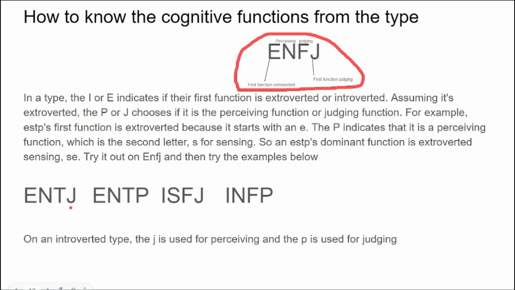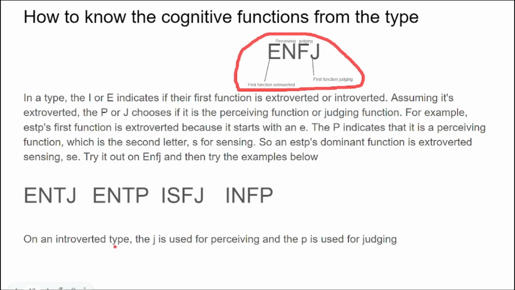ENTJ. So it's going to be TE for the dominant function, and then NI for the secondary function. Nice. ENTP. That's going to be NE, and then TI. Don't do these two yet.